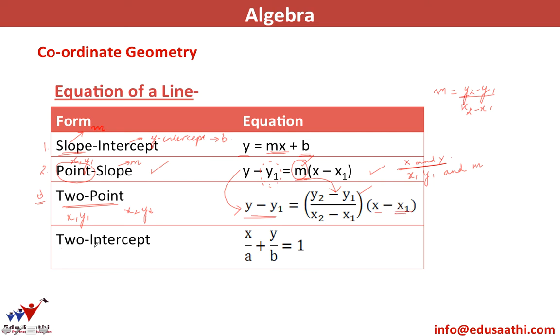Two intercepts: if both the intercepts, the x-intercept and the y-intercept, are given to me, then I can write the equation as x over a, this is the x-intercept, plus y over b equals 1. I need to fill in the values of a and b. That means I need to fill in the values for both the intercepts. So these are the various ways in which the equation of the line can be written. Which equation to use will depend upon what is given to you in the question.